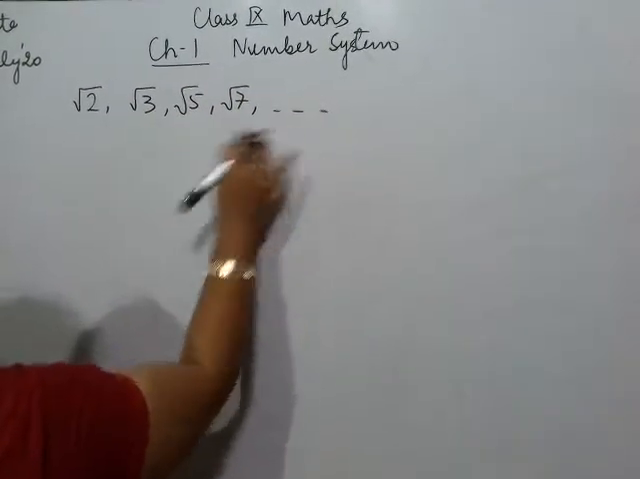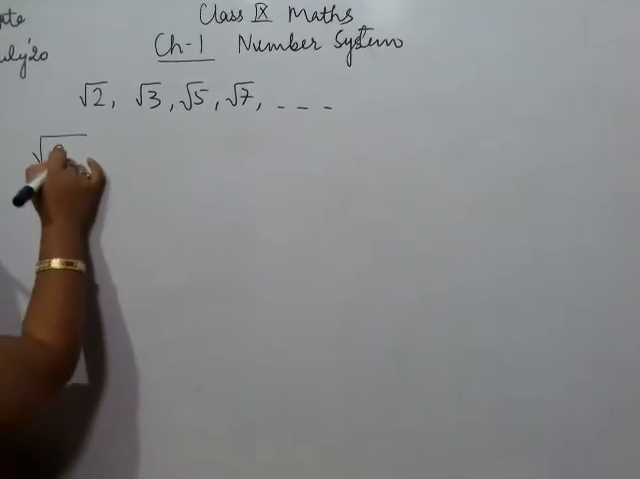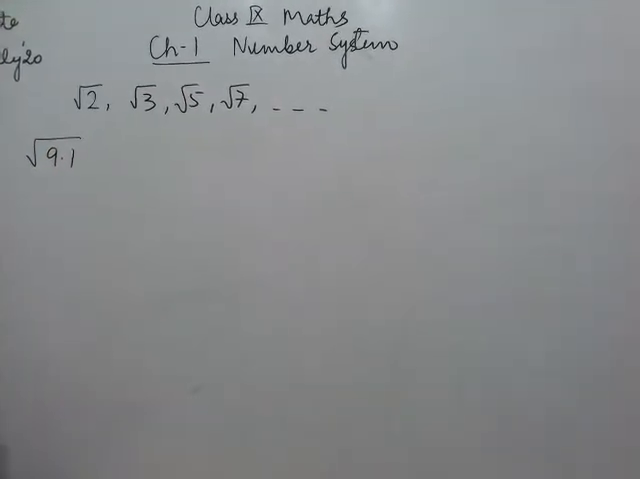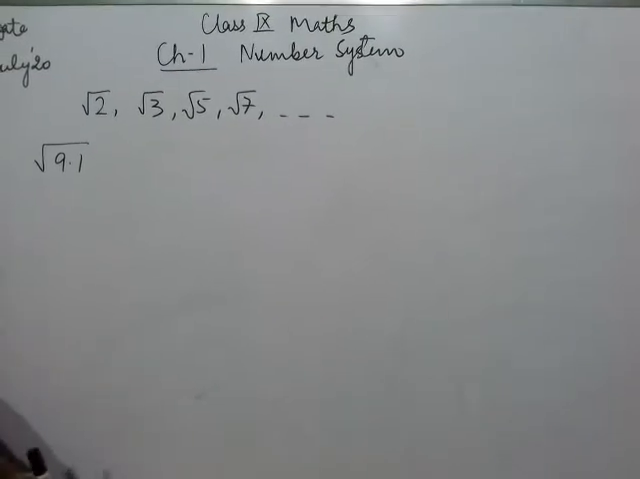the irrational numbers like this. But what happens if I want to represent 9.1? How will you represent this? This can also be represented on a number line.